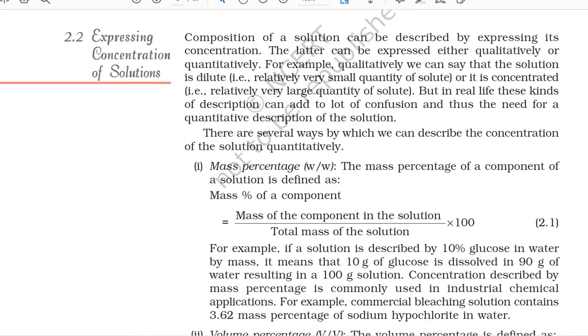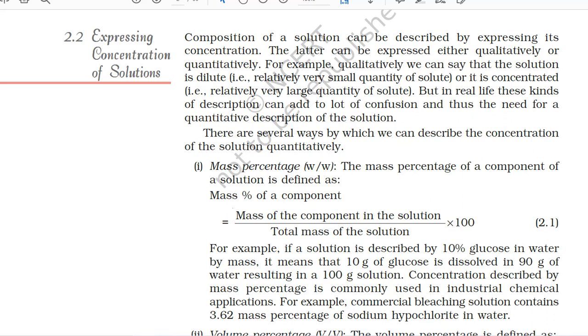But in real life, these kinds of description can add to lot of confusion and thus the need for a quantitative description of the solution. There are several ways by which we can describe the concentration of the solution quantitatively.